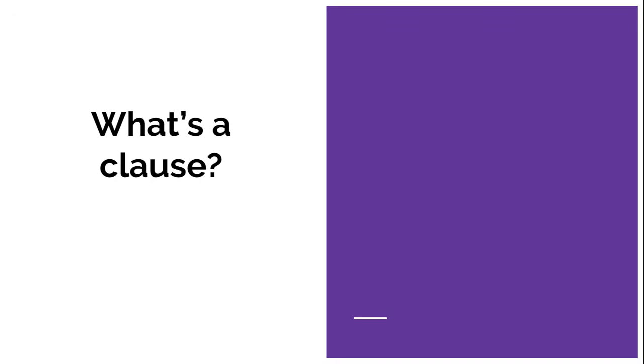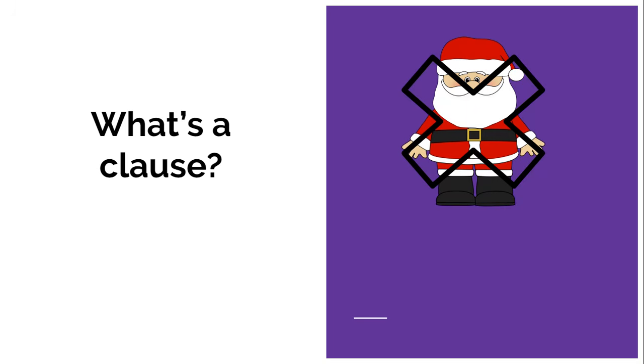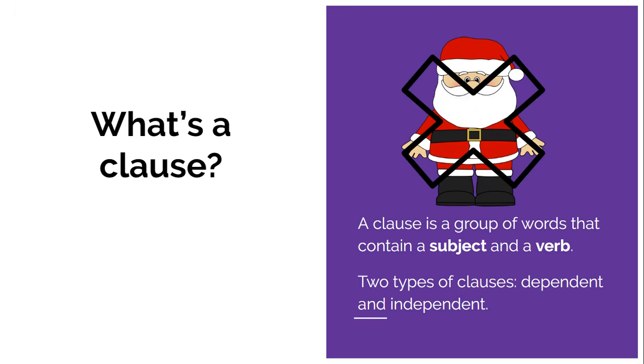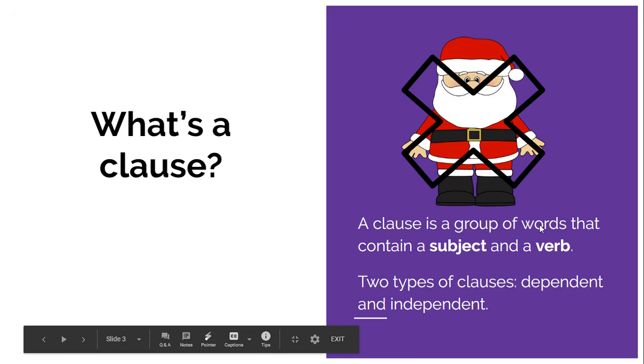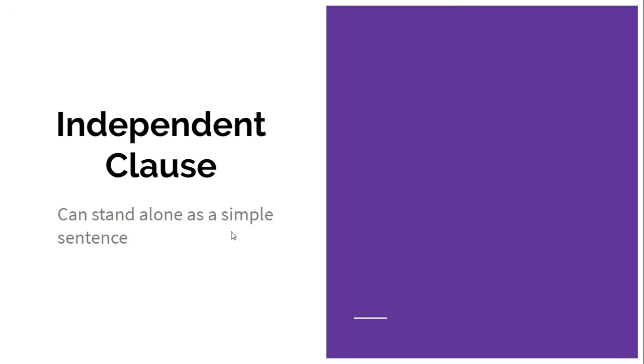What is a clause? Now, I'm not talking about Santa Claus. A clause is a group of words that contain a subject and a verb. Okay? Now, some sentences, like a simple sentence, will just have one clause, and other sentences, like compound and complex sentences, will have more than one clause, okay? But again, all you need to know is a clause is a group of words that has a subject and a verb, okay? Now, here's the first type of clause, an independent clause.